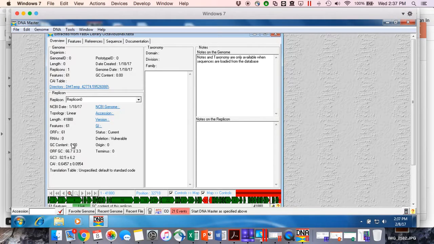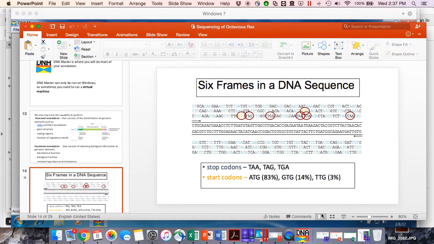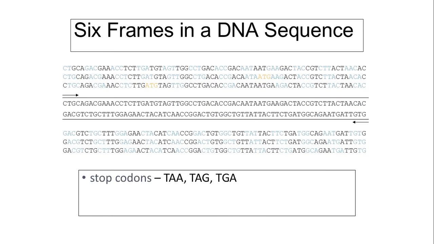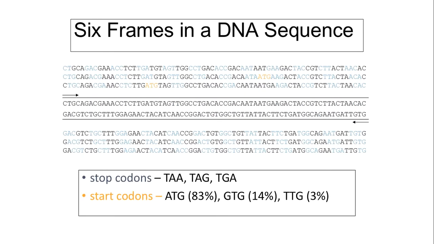One thing that is in here, it does say the open reading frames, or the number of ORFs. ORFs stand for open reading frames. So let's talk about what open reading frames are. So let me go to my PowerPoint here. We talked before how there are 6 possible reading frames in a DNA sequence, because codons are in sets of 3 and the genes can be on either strand. So here we have 6 different frames for our 2 DNA strands.